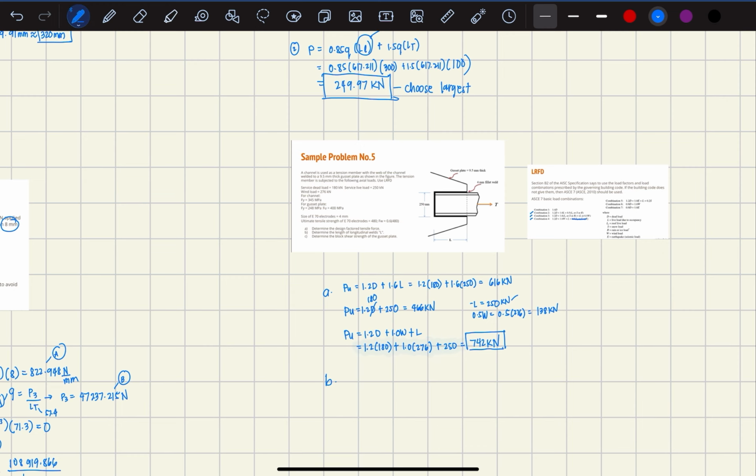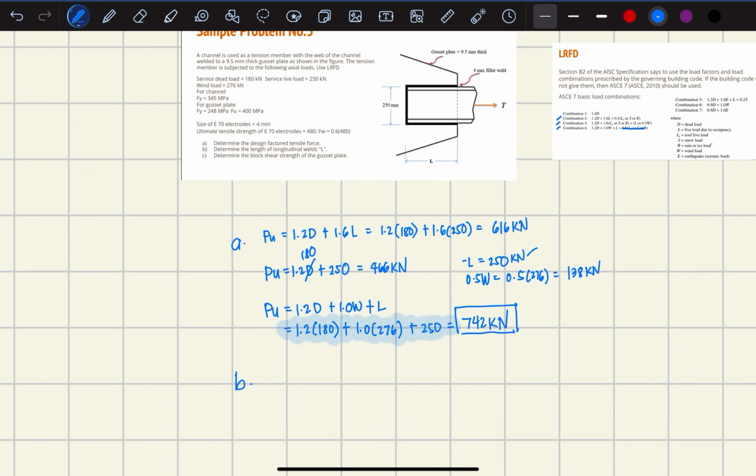For letter B, determine the length of the longitudinal weld, longitudinal welds L. So, to solve this one, ano yung kailangan natin gawin? Kunin muna natin yung kailangan, di ba? Yung length ng longitudinal welds.